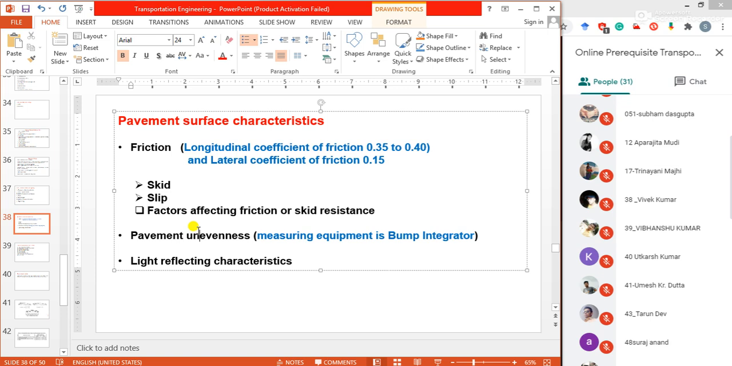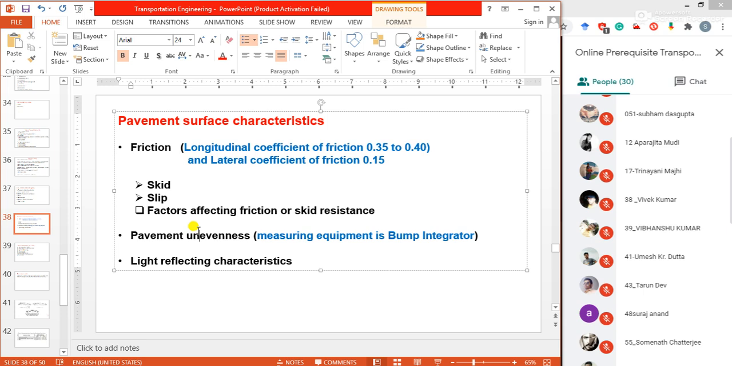That is, your road is slippery due to the rainy season or mud. In that kind of situation, you apply the brake lightly, but your wheel is completely locked and you are going without revolving your wheel. That kind of situation or phenomenon is called skid.